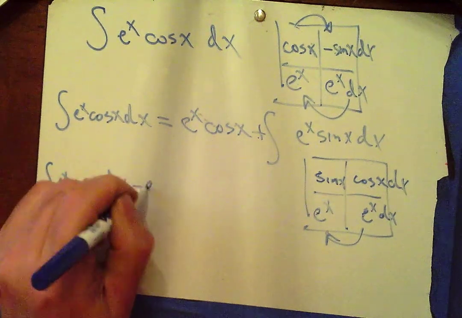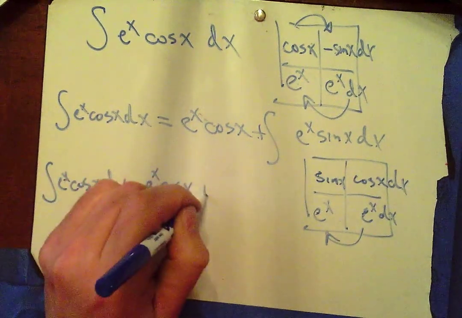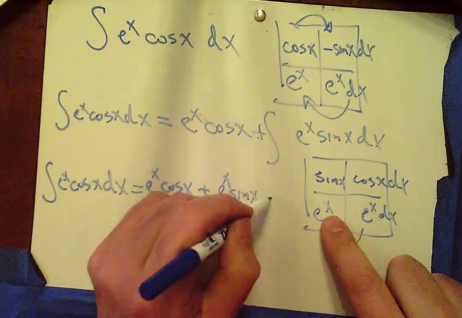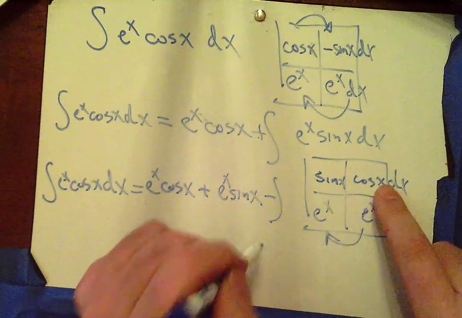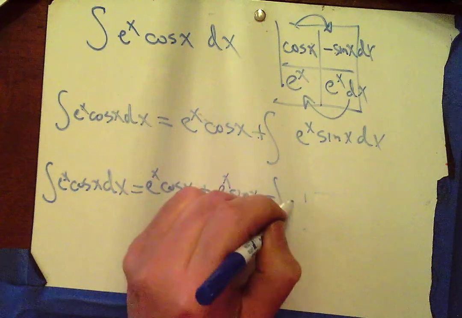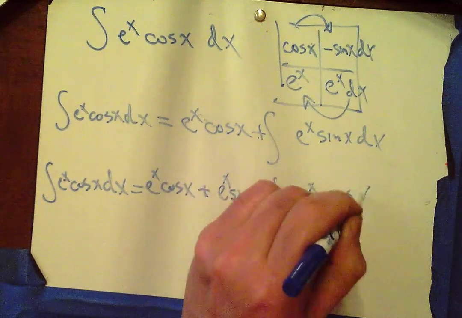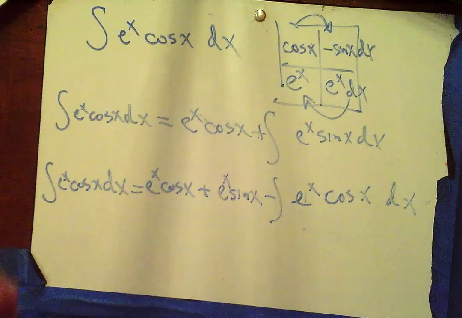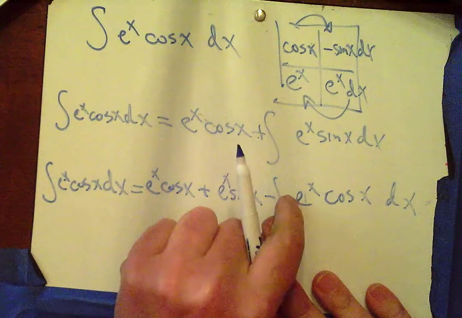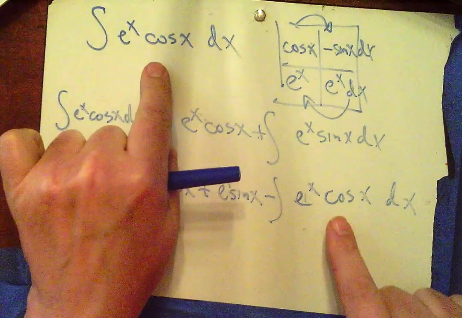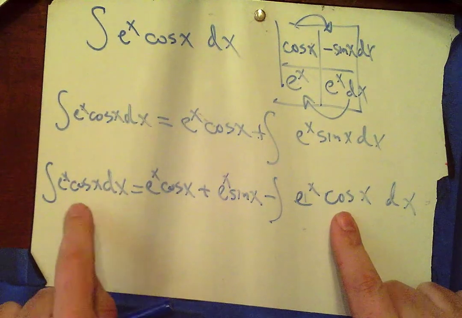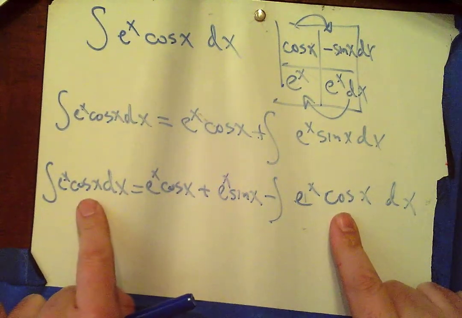So now, behind this plus sign, we have this times this. The integral of e to the x cosine x dx equals e to the x cosine x plus this times this, e to the x sine x, minus the integral of this times this. So that's going to be minus the integral, dx. Good. And I agree, this still looks the same. But wait. Isn't this and this the same?